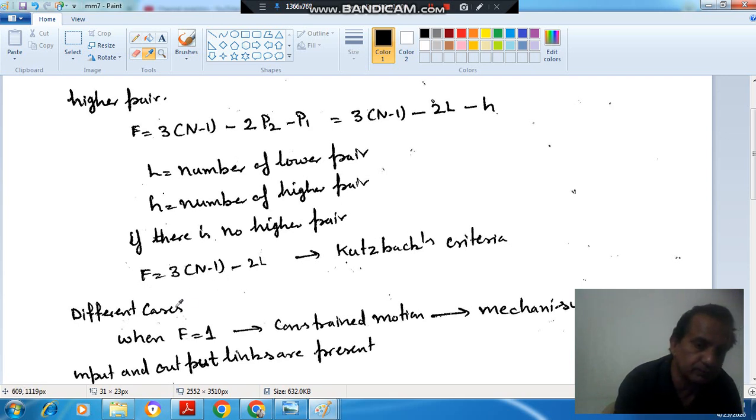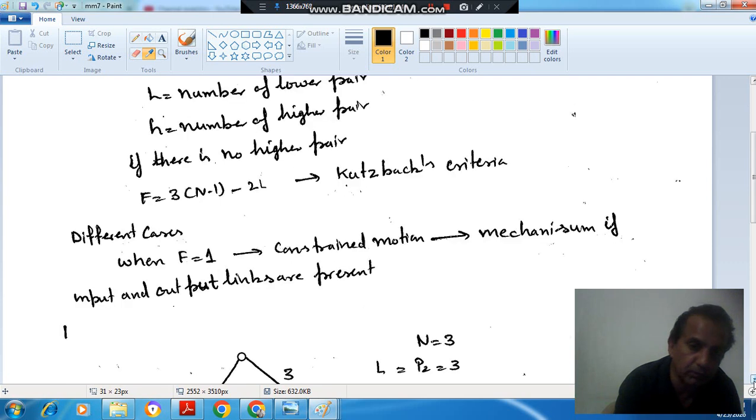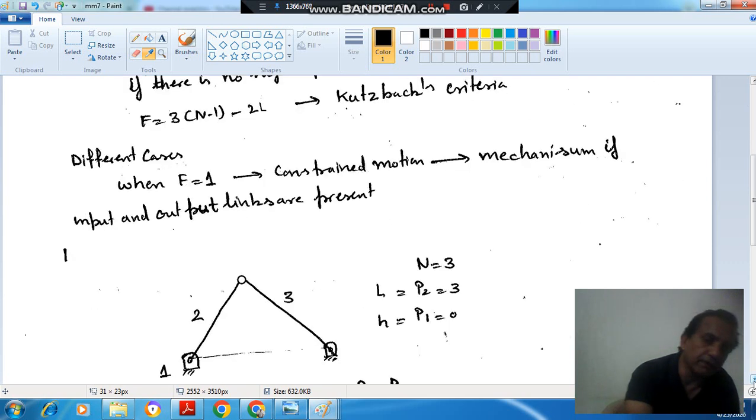So now we will consider different cases of this degree of freedom. If the degree of freedom comes out as 1, then the motion is a constrained motion, and it will be a mechanism if it has both an input and an output link. So now we'll consider different types of structure or linkage to find out whether it is a mechanism, structure or superstructure. Suppose we have first 3 links.